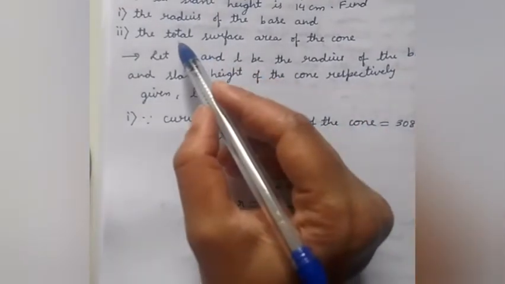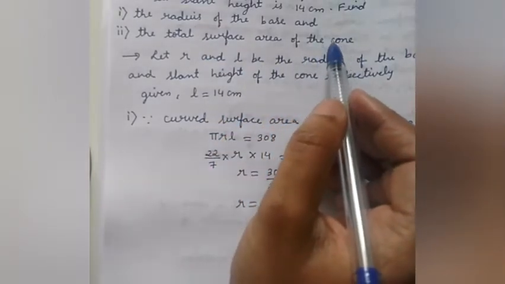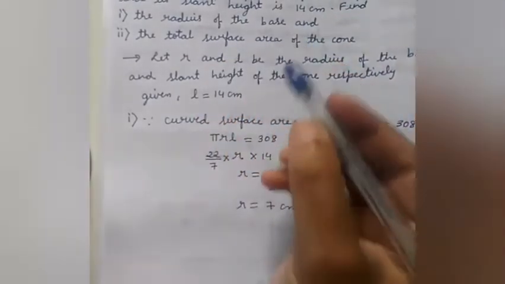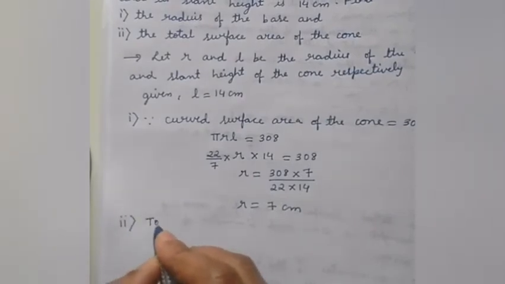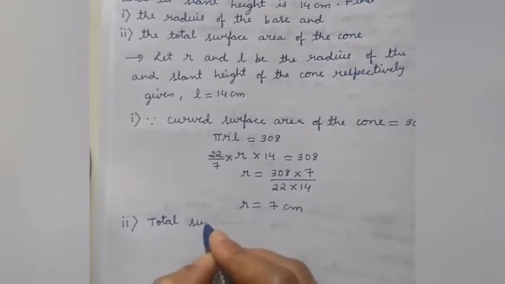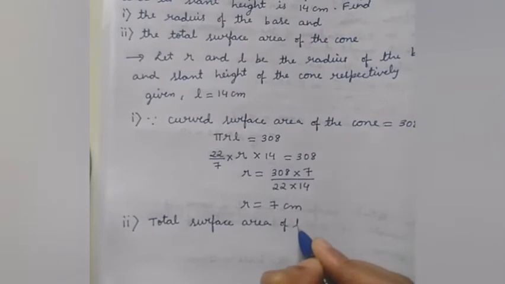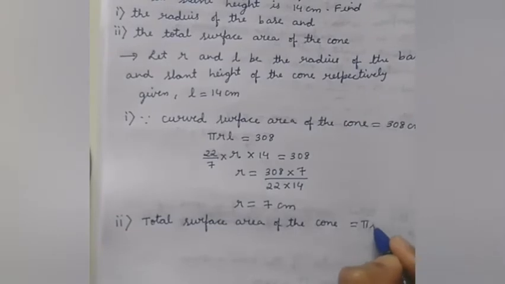Next thing we are asked to find is the total surface area of the cone. And we know the formula to find the total surface area of the cone is given by pi R into (L plus R). Since we know R and L, we can easily find the total surface area of the cone. So second thing, we are asked to find the total surface area of the cone, which is equal to pi R into (L plus R).